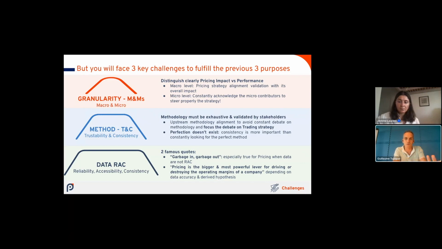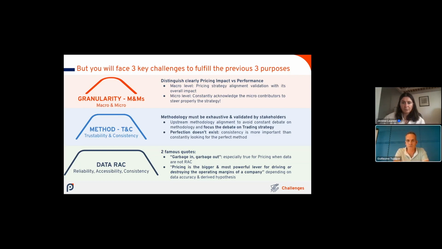However, it's very important to be consistent in it and also to align with the other stakeholders, in order to not constantly debate and re-challenge the methodology itself, but to accept the pros and cons of the different methodologies, to select one, to be consistent with it, and then to spend the debate on the trading strategy adjustments and not on constant methodology adjustment.